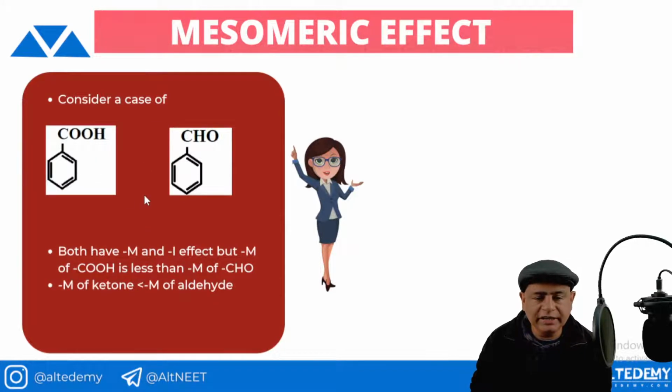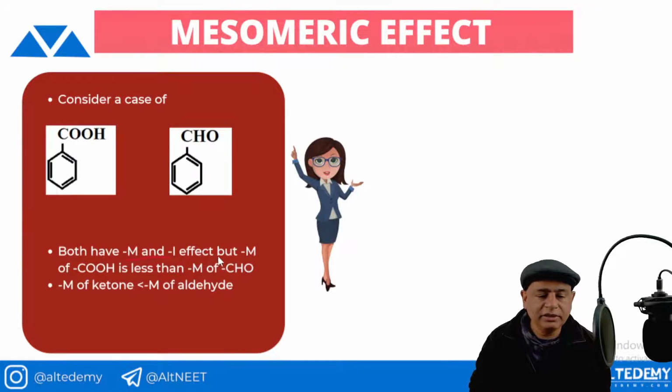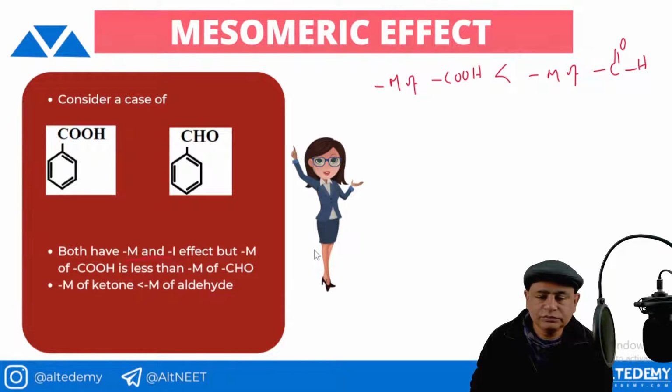Coming to another aspect, we are taking the case of C6H5COOH and C6H5CHO. One is called benzoic acid, another is called benzaldehyde. Both have minus M and minus I effect. But minus M of COOH is less than minus M of CHO. This we should remember as a fact. Minus M of COOH is less than that of CHO. So what kind of effect will it be creating? It should be made clear here.